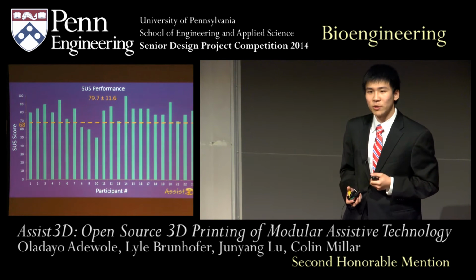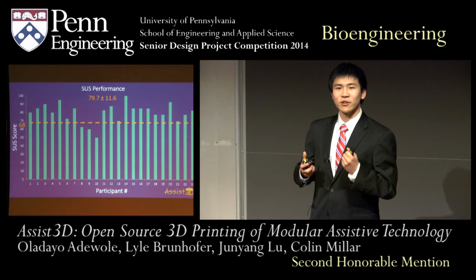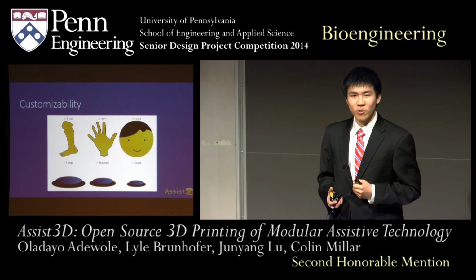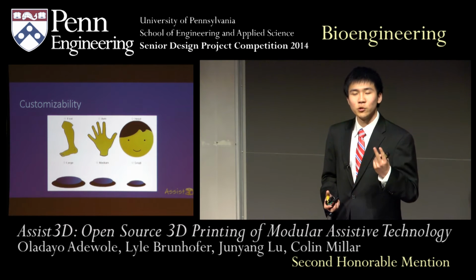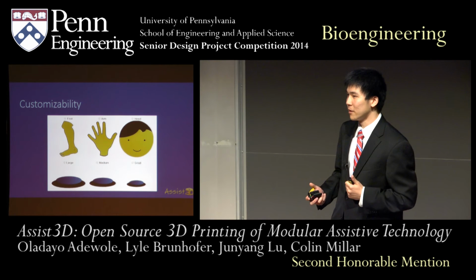And from the 23 respondents, we were able to achieve a SUS score of 79.7, which means that our system is simple and intuitive to use. Finally, for customizability, we were able to come up with 3 configurations for 2 parameters. And the 2 parameters that we chose were the body part and the size of the button.